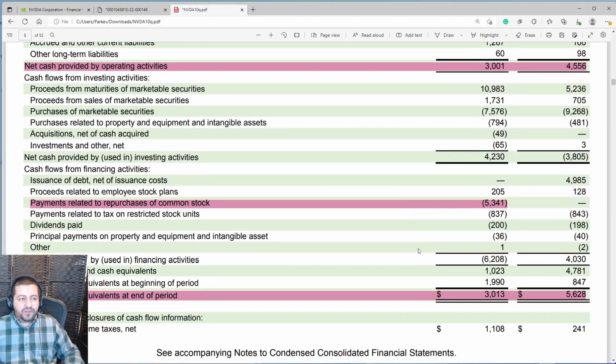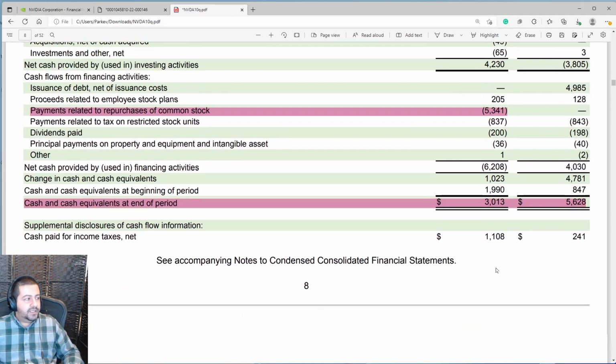Another significant use for cash for Nvidia was that it bought back $5.3 billion worth of its stock. So when management feels that its stock is undervalued in the marketplace, they go out and buy back their shares, and in that way they use some of their cash to reduce the share count. That means that the profits that remain are split among fewer shares, and it has the effect of increasing earnings per share. And so investors can be encouraged that Nvidia spent 5.3 billion buying back its stock.